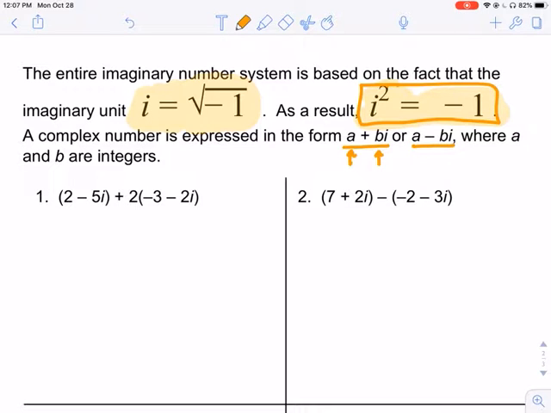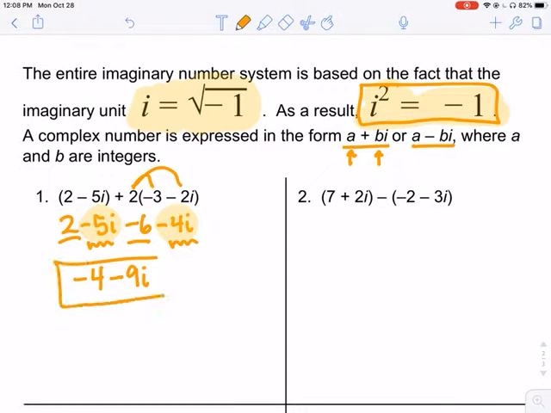I see there's a 2 in parentheses here, so I'm going to distribute that in. Get -6 minus 4i. Still have 2 minus 5i here. I'm going to combine like terms or things that have imaginary parts. So 2 minus 6 would be -4, and then -5i minus 4 more i is -9i. So that would be my solution for number 1.